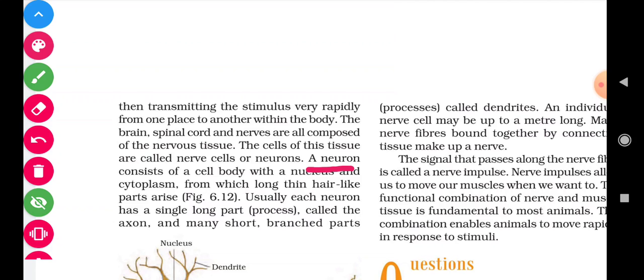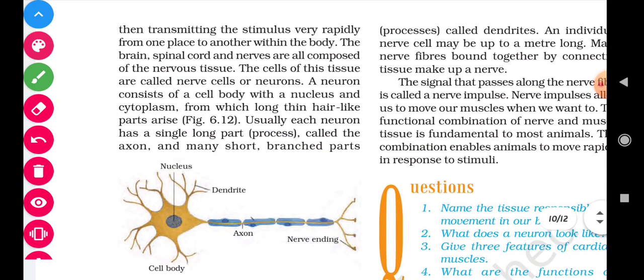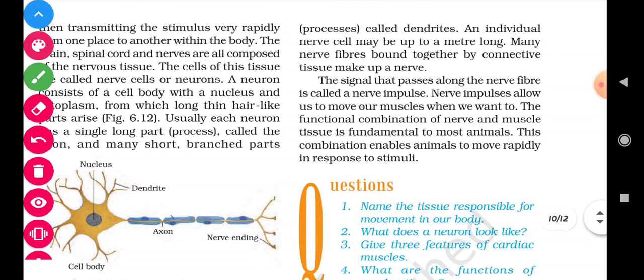A neuron consists of a cell body with a nucleus and a cytoplasm, a jelly-like substance from which long thin hair-like parts arise. So here, student, this is the entire cell body which is filled up by the cytoplasm. From it the strong hair-like structure is projecting out, which is known as the dendrite. Each neuron has a single long part called the axon and many short branched parts called dendrites. So these short branched parts are dendrites, and this long part is known as the axon.